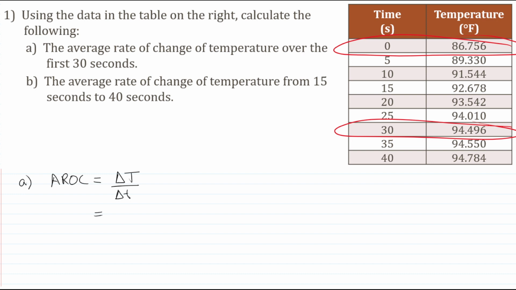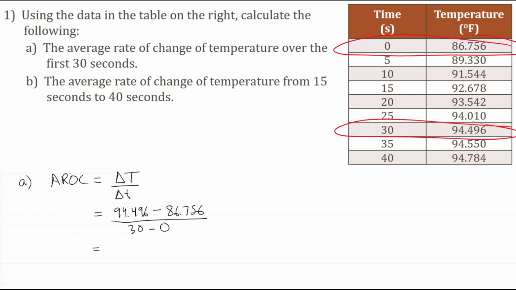Now, the change in temperature, well, we started at a temperature of 86.756 degrees Fahrenheit and ended at a temperature of 94.496 degrees Fahrenheit for that 30-second interval. So our change in temperature will be 94.496 minus 86.756. And our change in time, well, it's the difference between a time of 0 seconds and a time of 30 seconds. So, of course, that is just 30 seconds, but we can actually write 30 minus 0 if you would like. And then we'll grab the calculator and make this calculation.